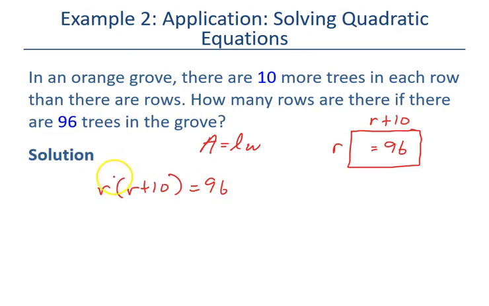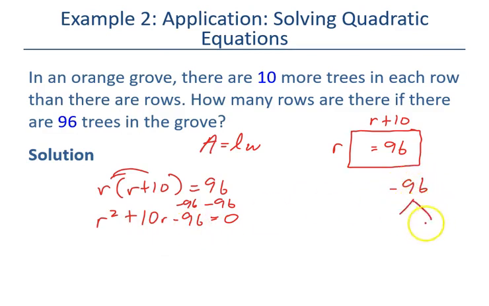Go ahead and distribute that r, and we get r squared plus 10r. Well, let's subtract the 96 from both sides, and we get r squared plus 10r minus 96 all equal to 0. And then we can go ahead and start our factoring process here. So let's come over here and try to find, we've got negative 96 as our factor here. And we need to find some sort of number of 96 that will also add to and create our 10.